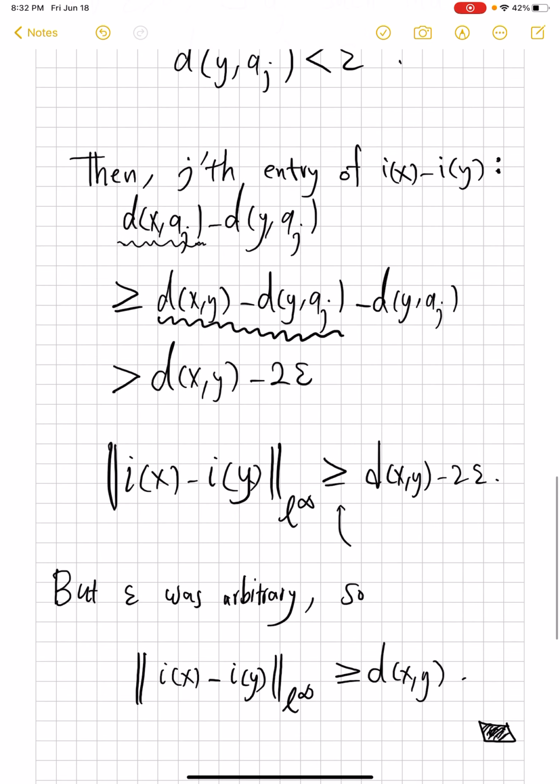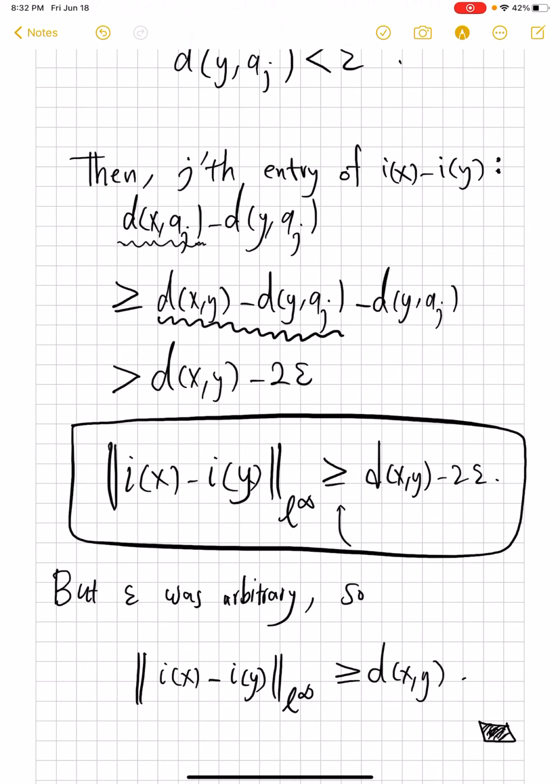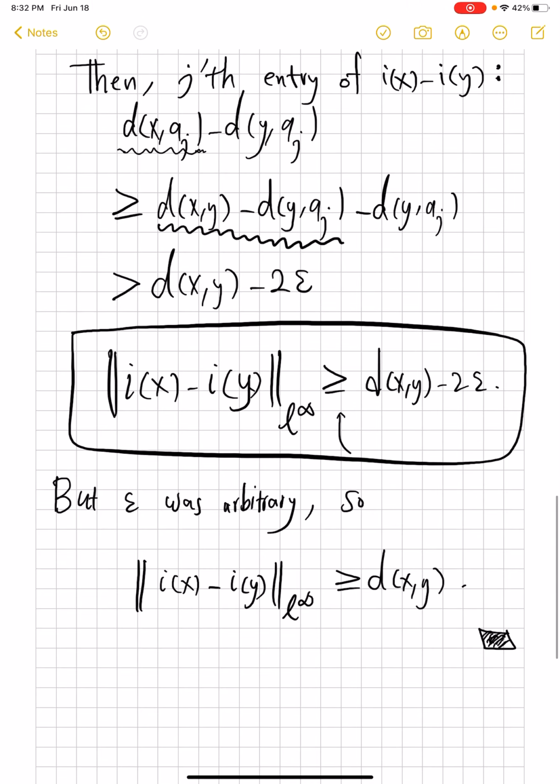But epsilon was arbitrary, and we have this inequality independent of other choices. Therefore, you can actually take epsilon to be 0, so you get this inequality, which together with the previous one proves that this is not in fact an inequality. In any case, it's always an equality, and that proves the isometry of this space.